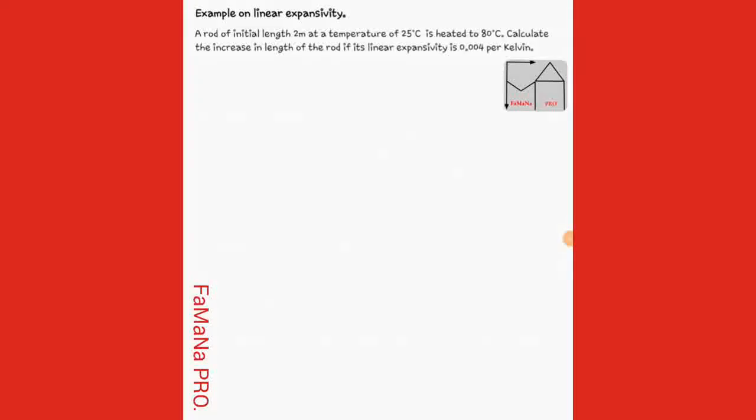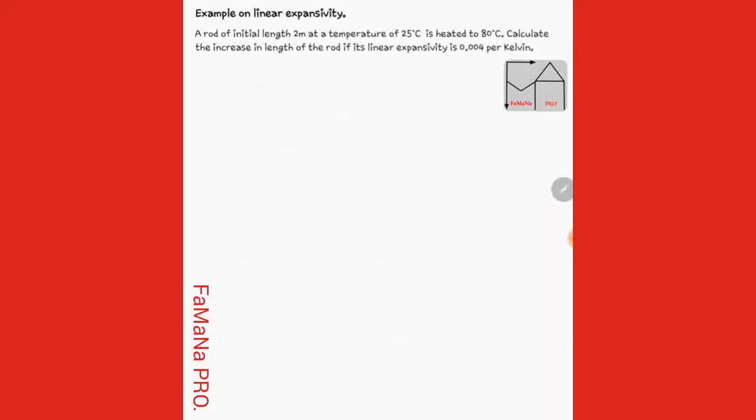Here is one more example on linear expansivity. A rod of initial length 2 meters at a temperature of 25 degrees Celsius is heated to 80 degrees Celsius. Calculate the increase in length of the rod if its linear expansivity is 0.004 per Kelvin. Okay, so we want to calculate the increase in length that occurred in a rod after it expanded.